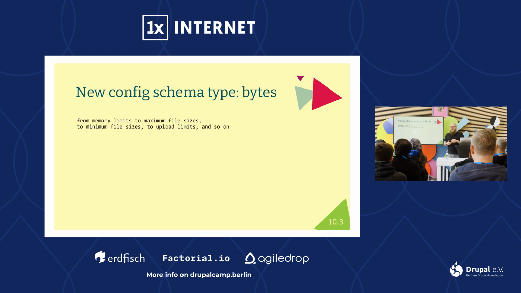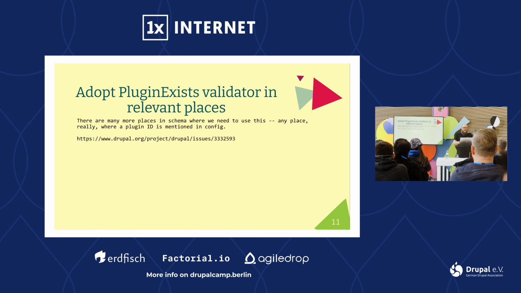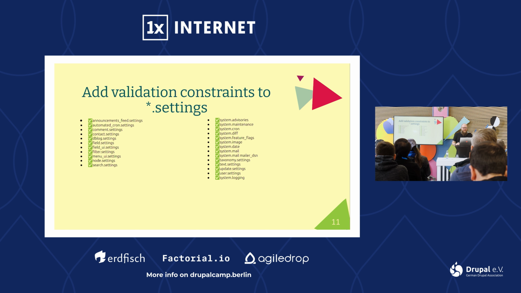There's another new config schema type called bytes, which allows you to store bytes in a way that Drupal understands. There's a new entity bundle exists validation constraint, which validates that an entity bundle exists. There's a plugin exist validator that we talked about earlier. Since Drupal 11, it's now adopted in relevant places, which is everywhere in Drupal core that we could find it, that it would make sense to add, but maybe we didn't find everything, but hopefully we did. That's basically what this change record says.